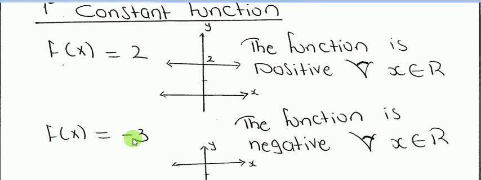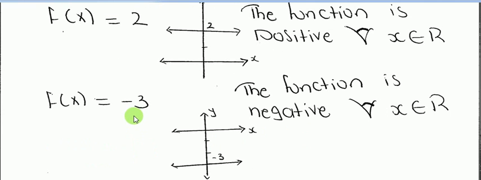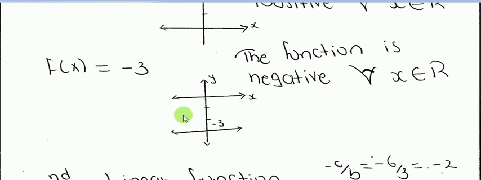Now if f(x) equals negative 3, I want to get the sign for this function, which is a constant function, which means a 0 degree function. f(1) equals negative 3, f(2) equals negative 3. Any number you take, the result will be negative 3. If I want to draw it, I go down to negative 3 and draw a line parallel to the x-axis. So for all values of x, it will be a negative function, y will be negative.